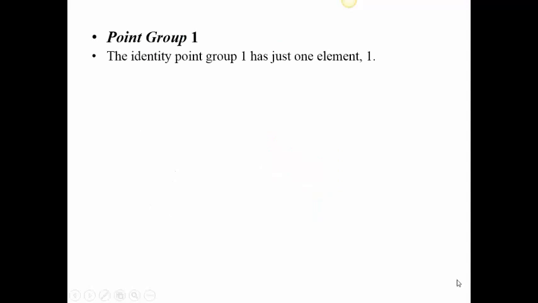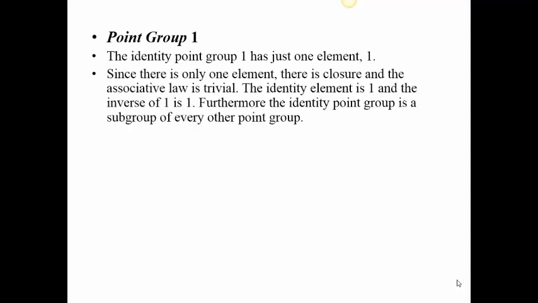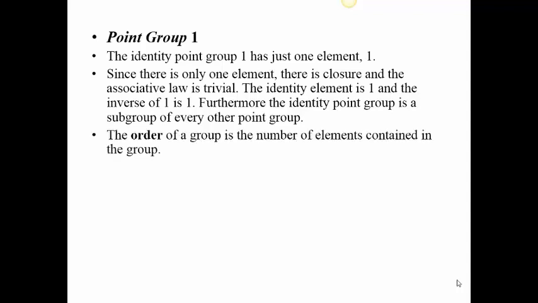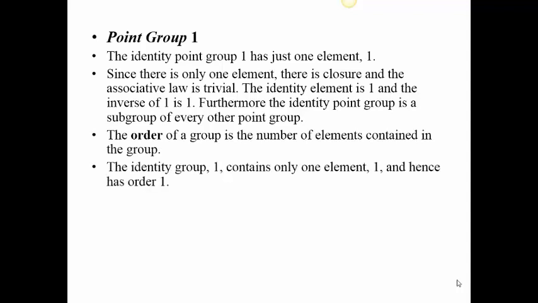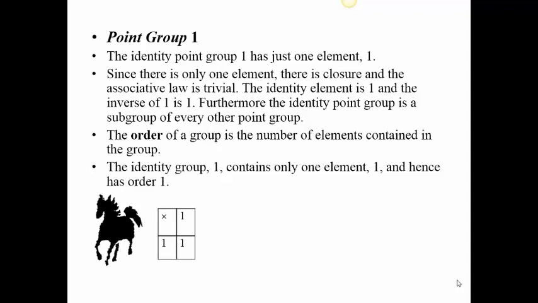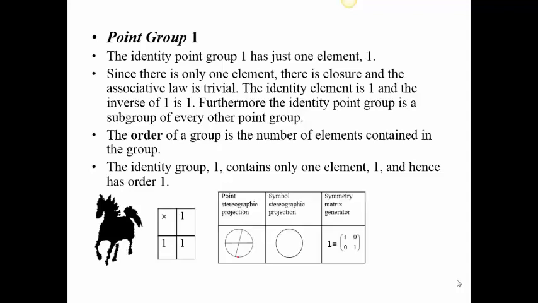Point group 1 is the identity point group, and it has just one element, 1. Since there's only one element, there's closure, and the associative law is trivial. The identity is 1, and the inverse of 1 is 1. Furthermore, the identity point group is a subgroup of every other point group. The order of a group is the number of elements contained in the group. The identity group 1 contains only one element, 1, and hence has order 1. Here's the multiplication table. 1 times 1 is 1.